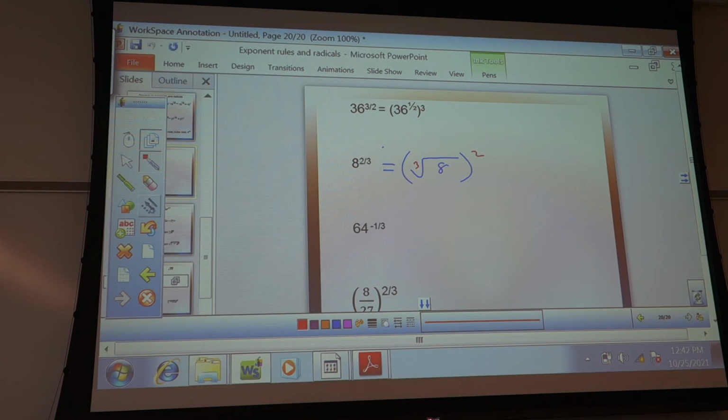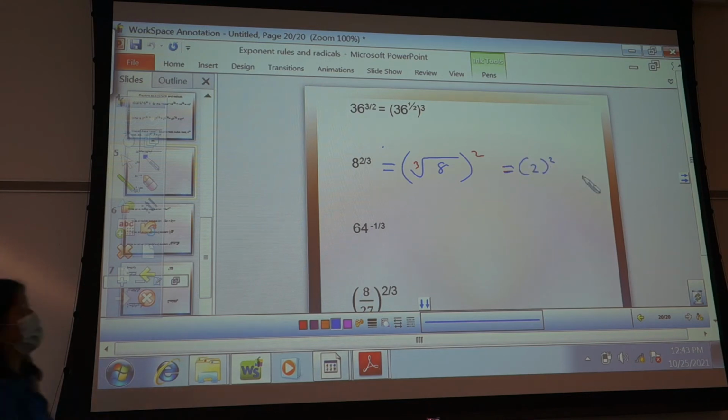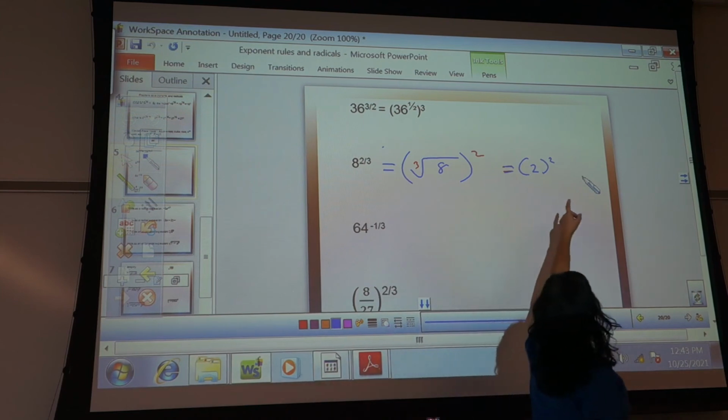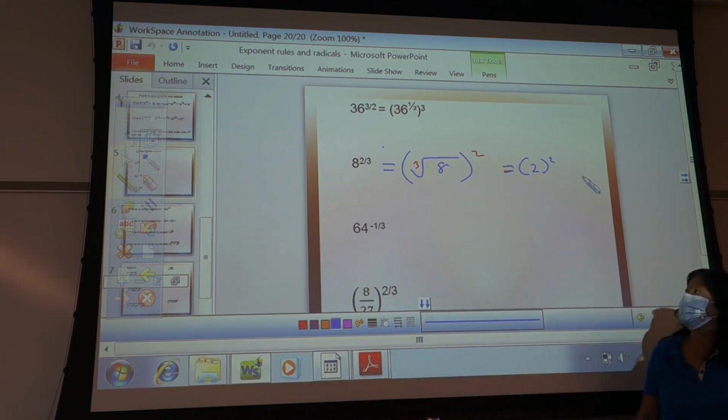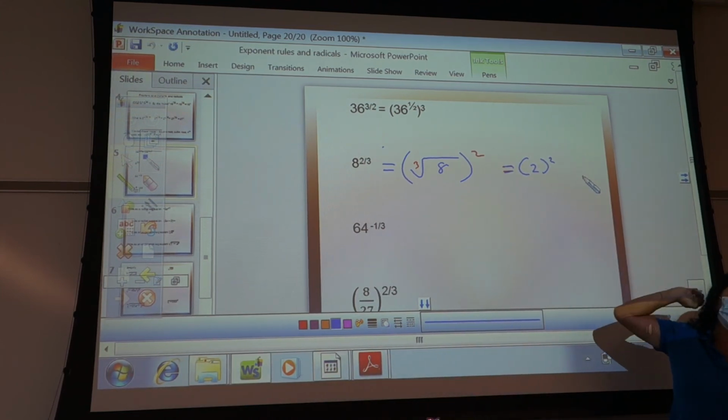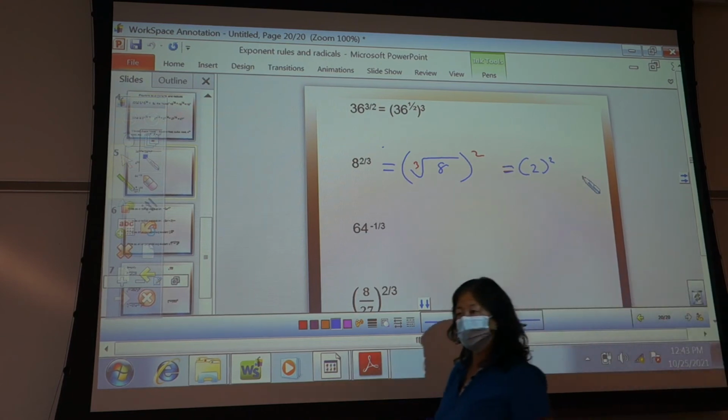So we all know the cube root of 8. What's the cube root of 8? 2. What number multiplied by itself 3 times gives me 8? 2. It's in parentheses. Is there something acting on it? Is there something multiplied in front of it or raised to a power? Yes, so we can't take away the parentheses yet. So what's 2 to the second power? 4. Done.